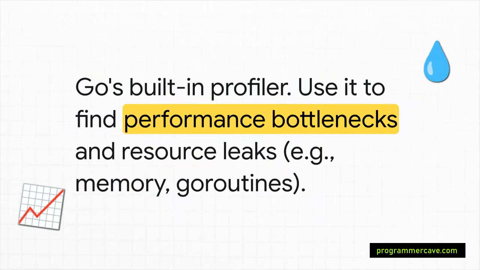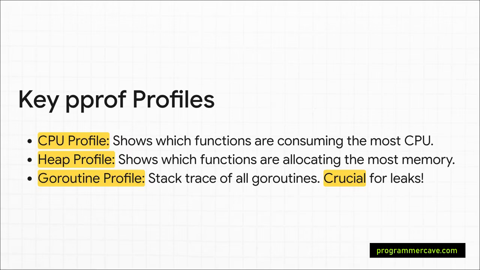This is Go's built-in profiler, and it's absolutely essential for understanding how your concurrent app performs. When your app is running slow or it's eating up way too much memory, pprof is the first place you go to find out what's really happening under the hood. Now, pprof gives you a bunch of different reports, but for concurrency, these three are the big ones.